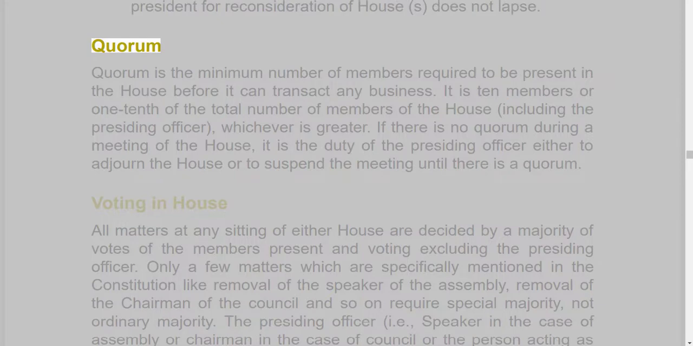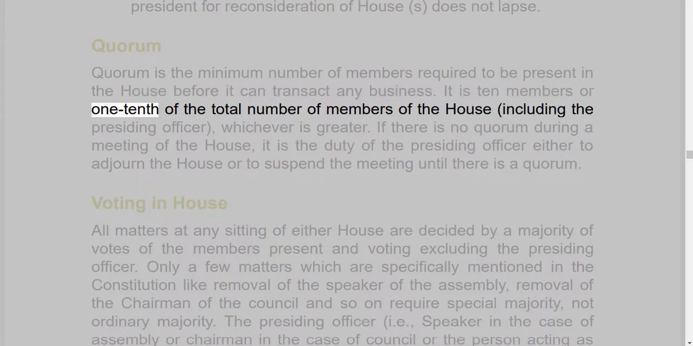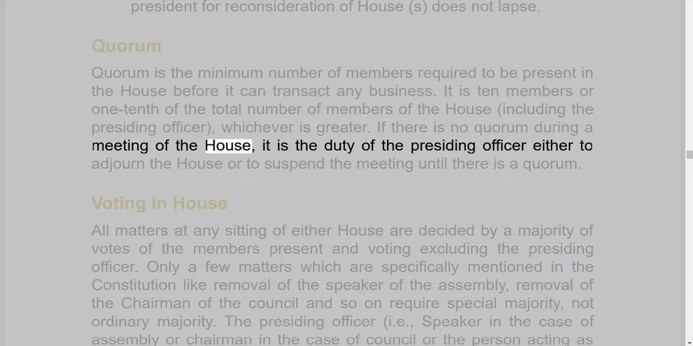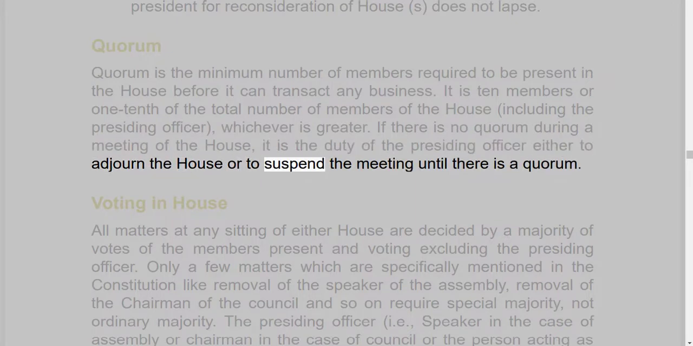Quorum. Quorum is the minimum number of members required to be present in the House before it can transact any business. It is 10 members or 1/10 of the total number of members of the House, including the presiding officer, whichever is greater. If there is no quorum during a meeting of the House, it is the duty of the presiding officer either to adjourn the House or to suspend the meeting until there is a quorum.